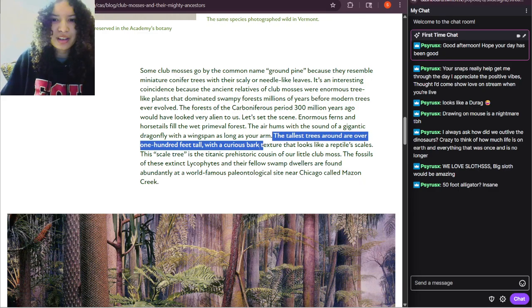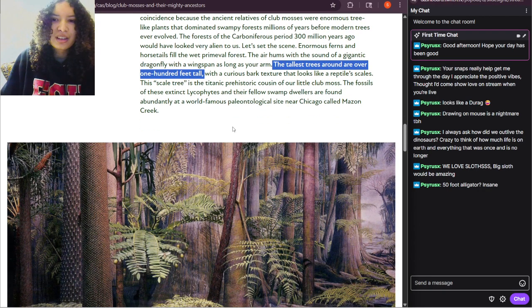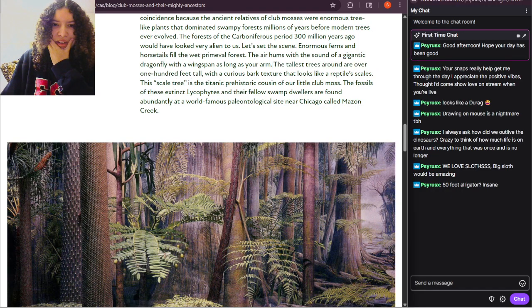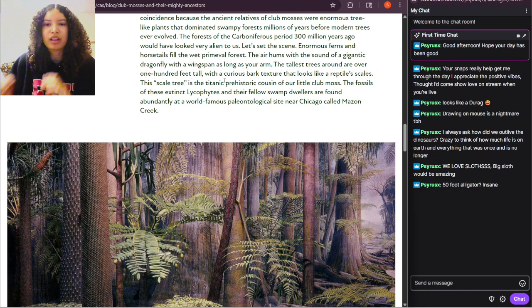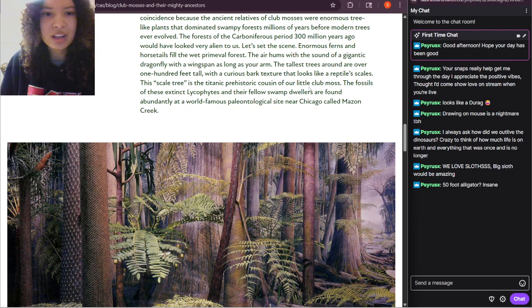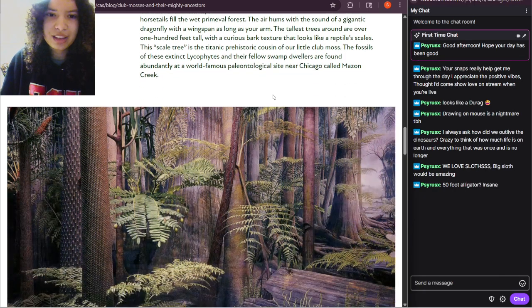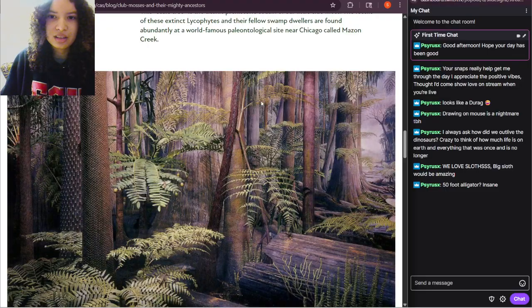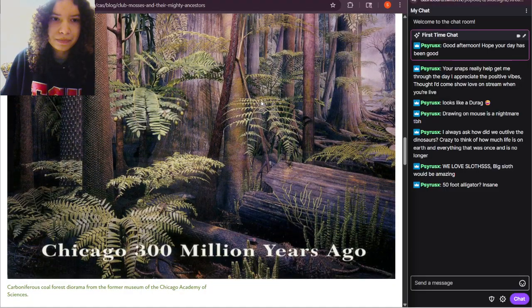The tallest trees are over 100 feet tall with a curious bark texture that looks like a reptile's scales. The scale tree is the titanic prehistoric cousin of our little club moss. The fossils of these extinct lycophytes and their fellow swamp dwellers are found abundantly at a world famous paleontological site near Chicago called Mazon Creek.